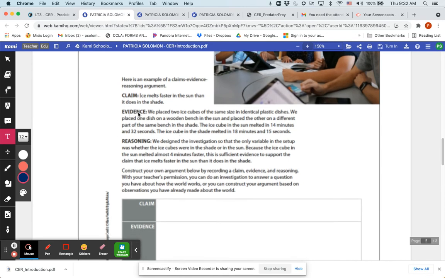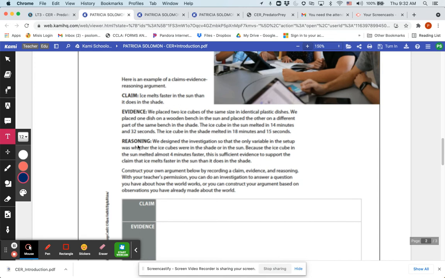In their evidence, they said what did they do and what did they find out. We placed 2 ice cubes of the same size in identical plastic dishes. We placed one dish on a wooden bench in the sun, and we placed the other on the same bench in the shade. The ice cube in the sun melted in 14 minutes and 32 seconds. The ice cube in the shade melted in 18 minutes and 15 seconds. So they said, what did we do and what did we find out? That's all you have to do in the evidence.